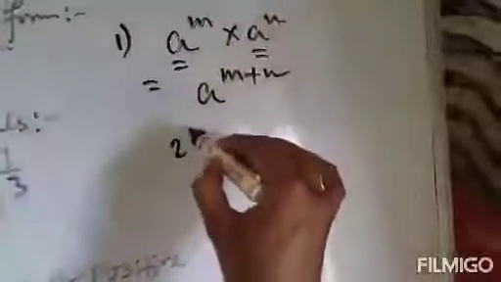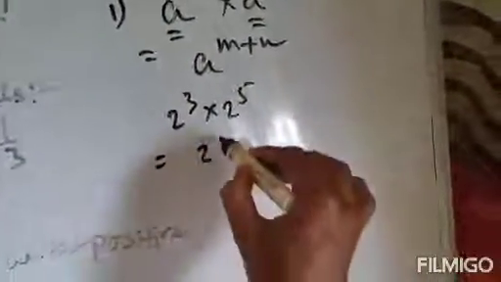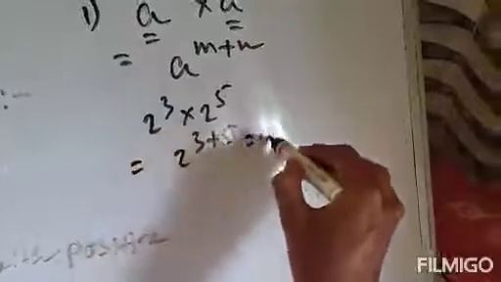For example, suppose 2 to the power 3 into 2 to the power 5. Here bases are same, there is 2 and 2, so powers will get added according to the formula. So your answer will be 2 to the power 8.